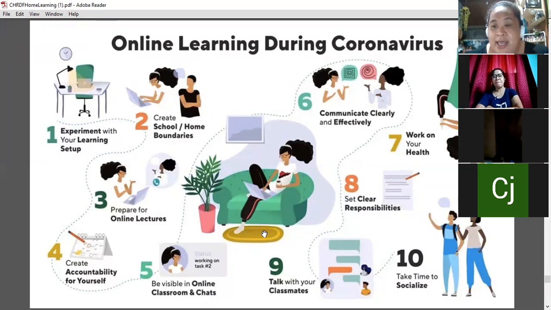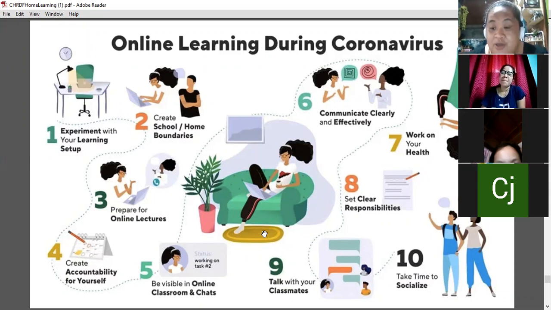Next is work on your health. Let's eat properly, because in times of pandemic we cannot afford to be unhealthy. Next is set clear responsibilities. Know what you are to do, and be responsible for your education. Number 9, talk with your classmates. It is not just gossip. It is intellectual talking: you talk about the lesson and your insights.